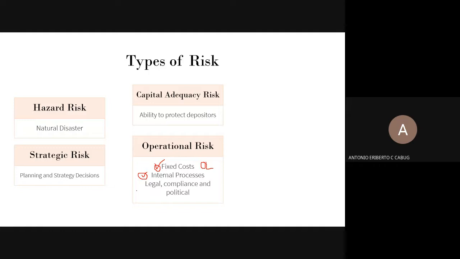Operational risk may also encompass the following. Third definition. It may encompass legal risk, compliance risk, and political risk. Among these three definitions, the most common is the risk associated with failed internal processes. When the problem is silent, that is what is meant by operational risk.